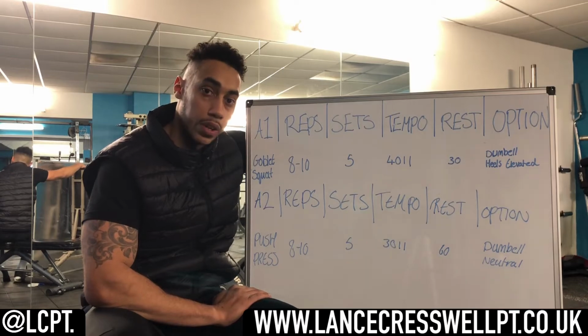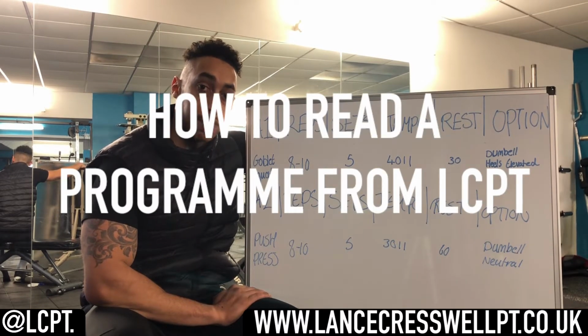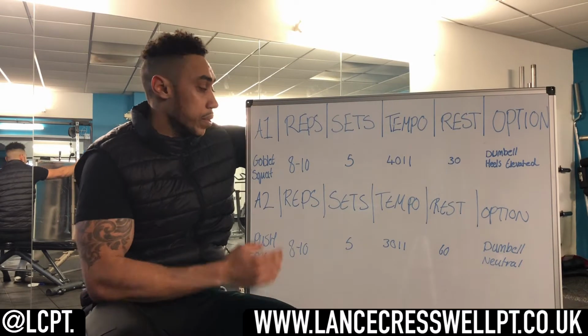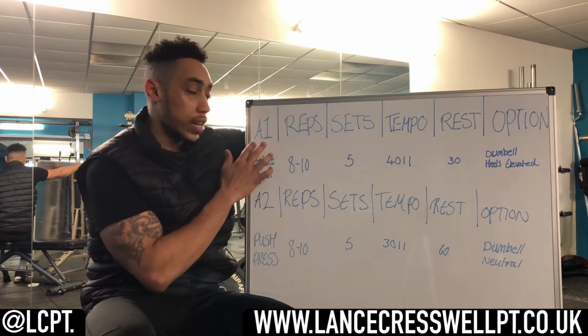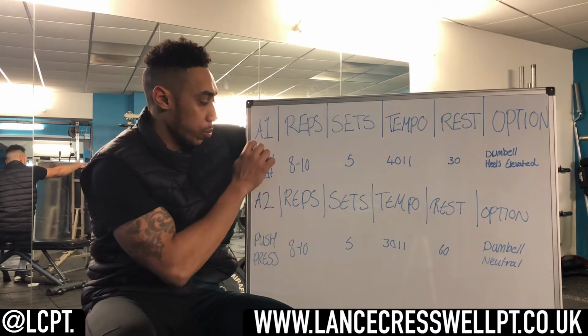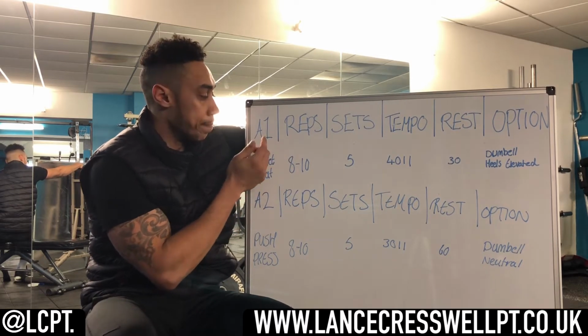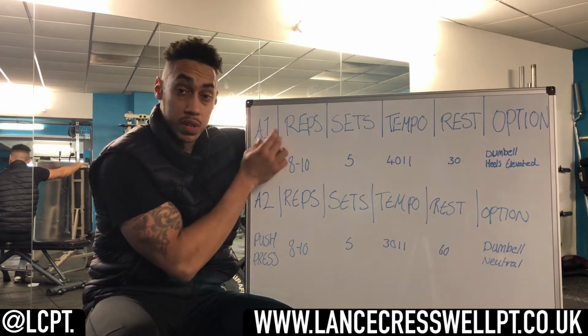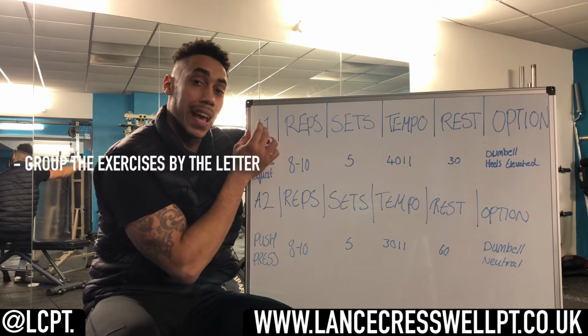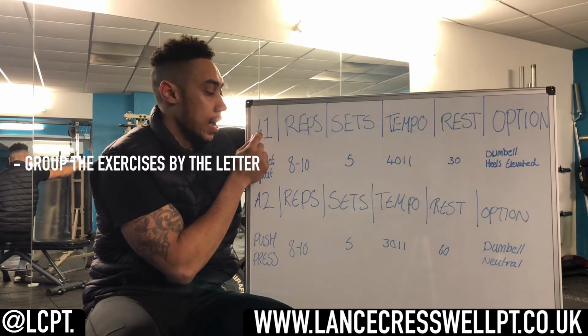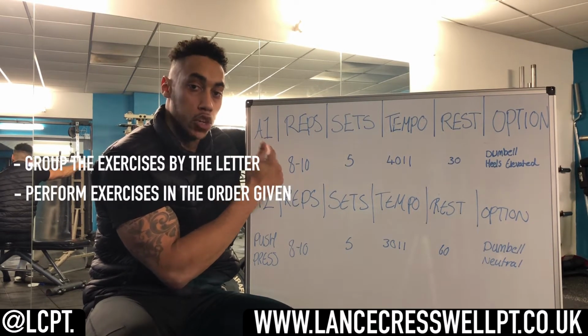So in this video, we're going to teach you how to read a program from LCPT. If we start here, we've got the workout structure, okay? So where it says A1, the reason why it says A1 is we group the exercises by the letter and we do it in the order of the number, okay?